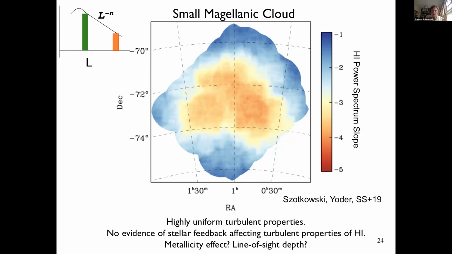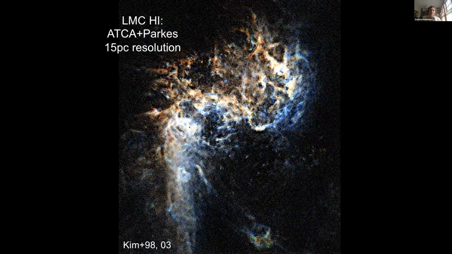So it could be driven by metallicity, it could be large line of sight. We can talk about that later if you have questions. But the LMC is much bigger and provides a lot more diversity. It has this whopping 30 Dorado star-forming region. So let's see what happens there.